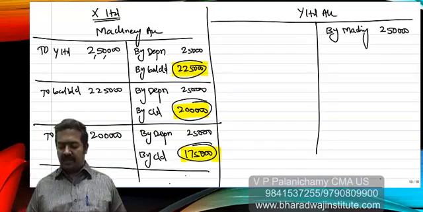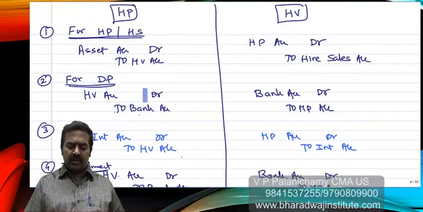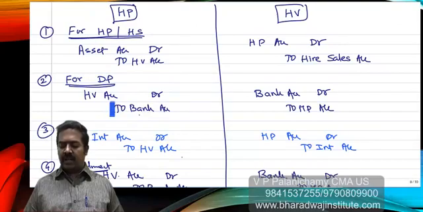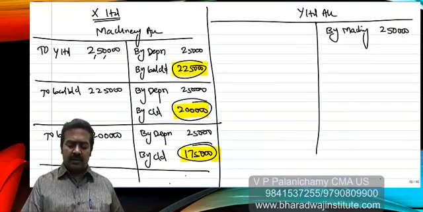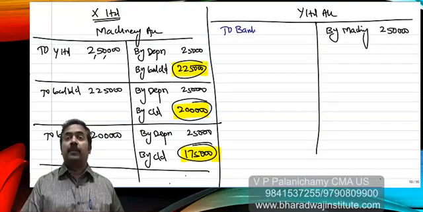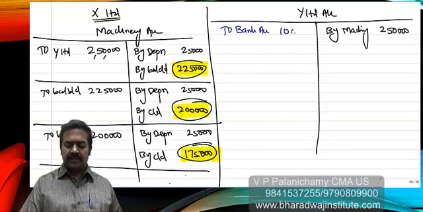Now coming to the hire vendor account, first we make the down payment. What is the entry for down payment? We learned: hire vendor account debit to bank. Y Limited account debit to bank account. To bank account, how much are we paying? Down payment 1 lakh.